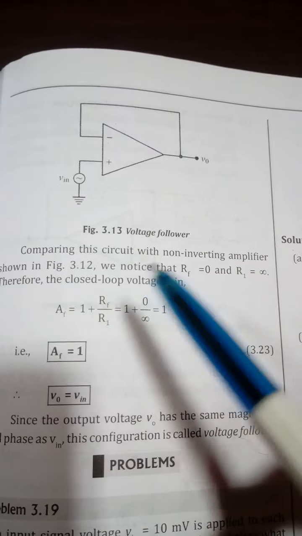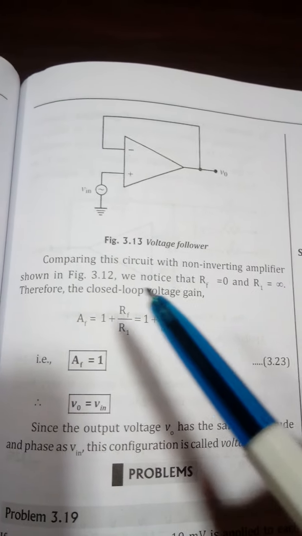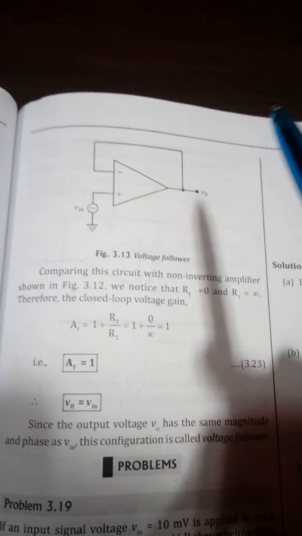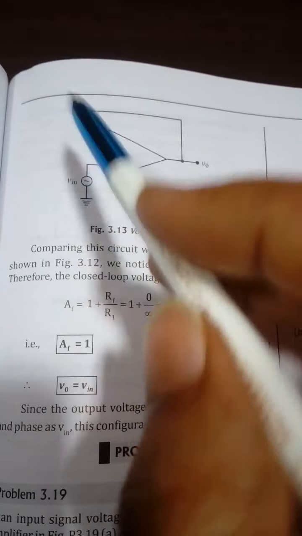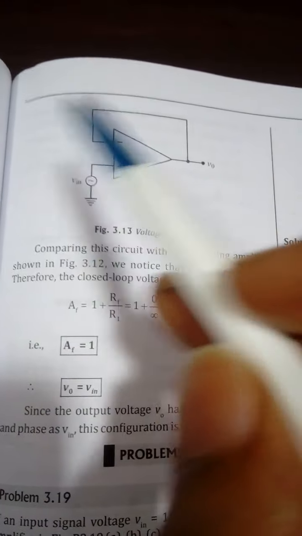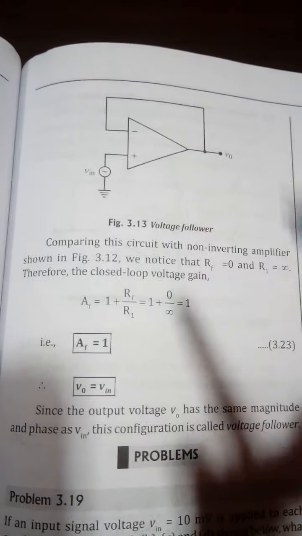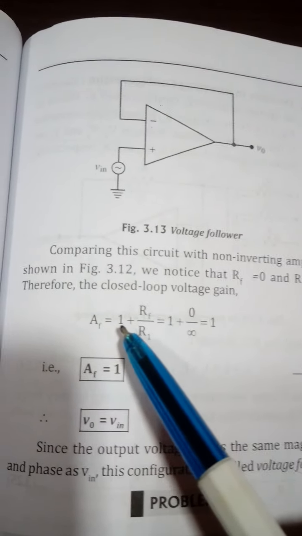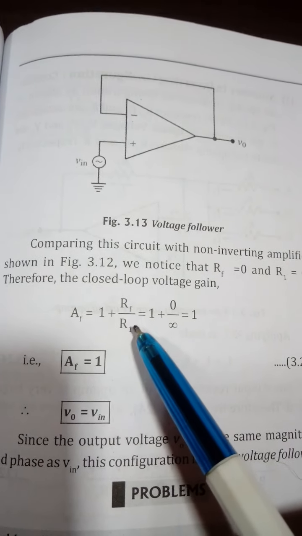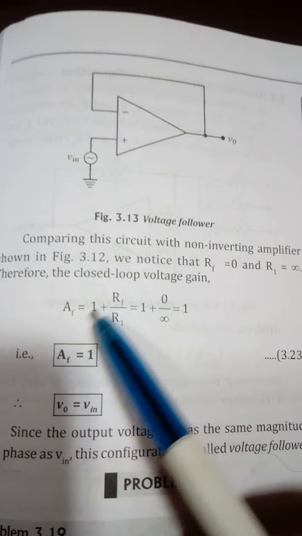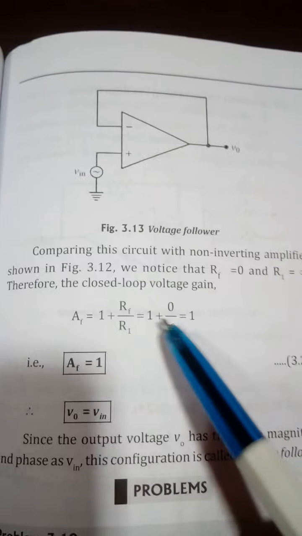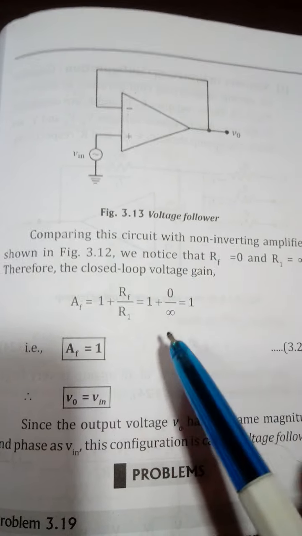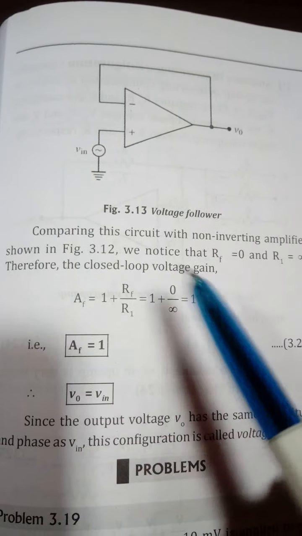So comparing this circuit with the non-inverting amplifier, we notice that RF is equal to 0. There is no feedback resistance, so RF becomes 0. R1 is infinity. That is also not there, so you don't know what it is, so it is infinity. Therefore the closed loop voltage gain AF is equal to 1 plus RF by R1. So this is the equation of non-inverting amplifier, and if you substitute RF and R1, you get 0 by infinity, which is an indeterminate case. This goes off, so this will remain equal to 1.